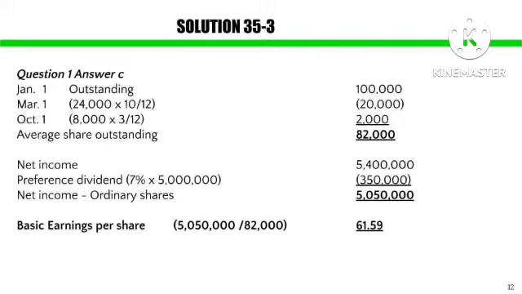To get the net income for ordinary shares, the total net income of Helen Company is 5,400,000. Their preference dividend is 7% times 5 million, so the answer is 5,400,000 minus 350,000. The net income for ordinary shares is 5,050,000. Using the formula for basic earnings per share, net income divided by average shares outstanding is 5,050,000 divided by 82,000, which is equal to 61.59.